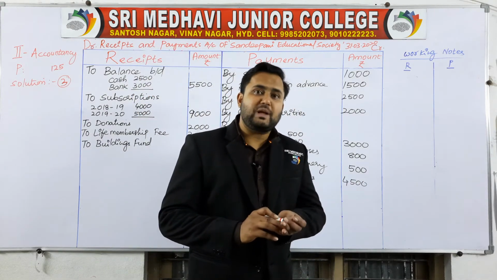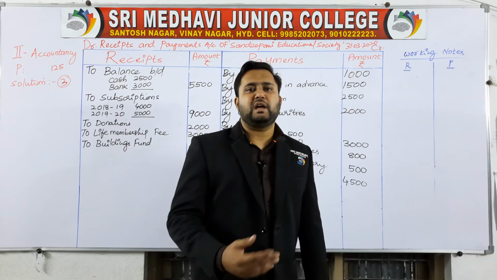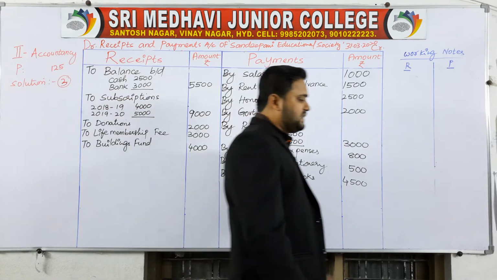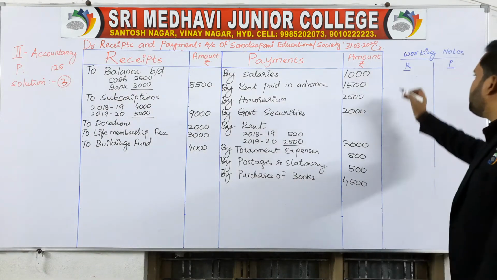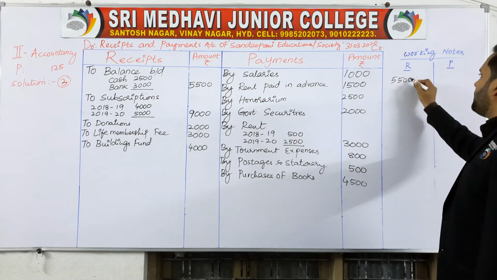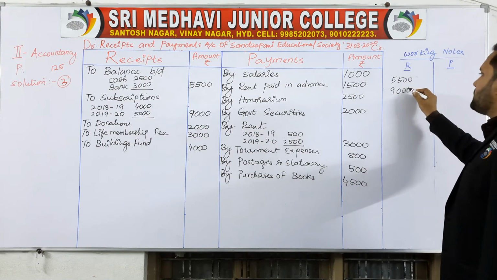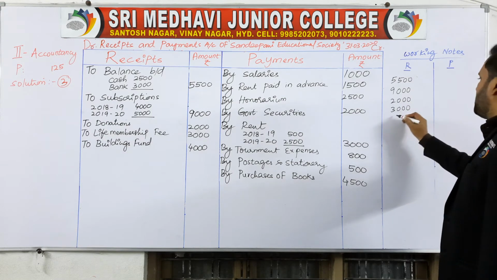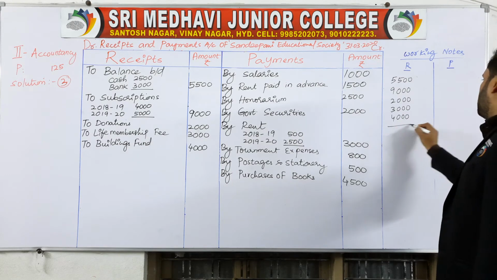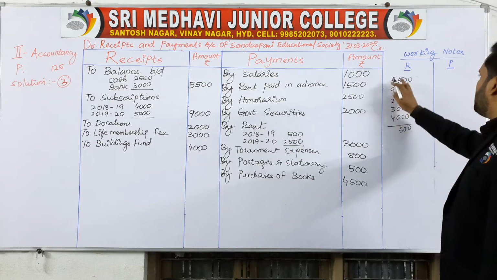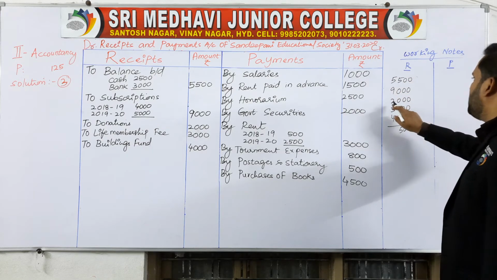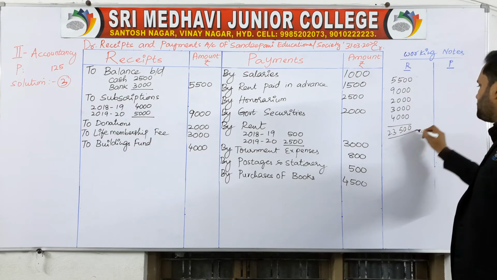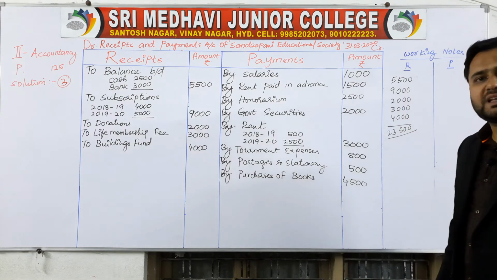No closing balance of cash is given, so we need to find the carried down balance at the end. How are you going to find it? First you have to take the total of receipts. What is the total of receipts? 5500, 9000, 2000, 3000, 4000. 23,500 is the total receipts.